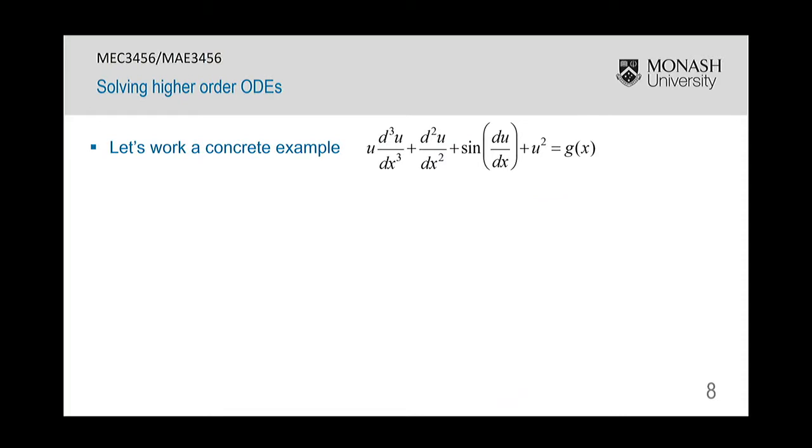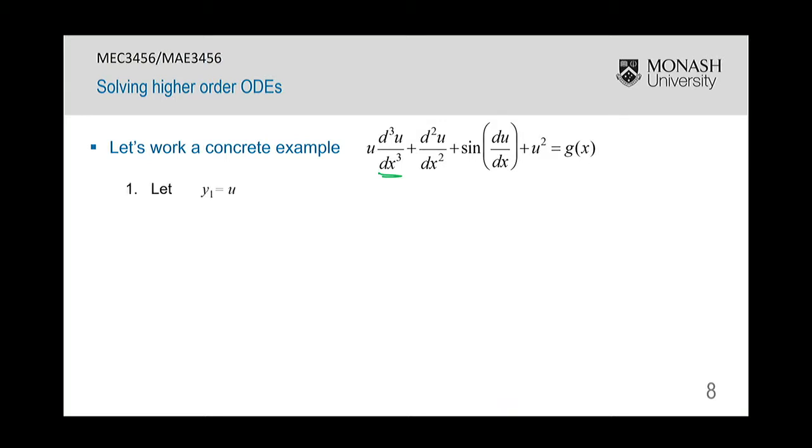Let's quickly work a concrete example to make sure that we can all figure out how this works. So let's look at a pretty complex ordinary differential equation. It's a third order equation because we have a third derivative term here. u d cubed u/dx cubed plus d squared u/dx squared plus sine of du/dx plus u squared is equal to g of x.